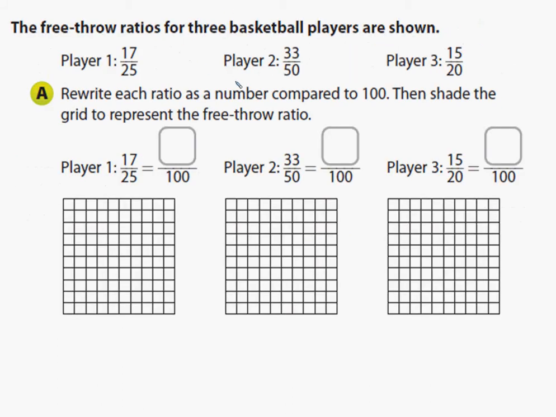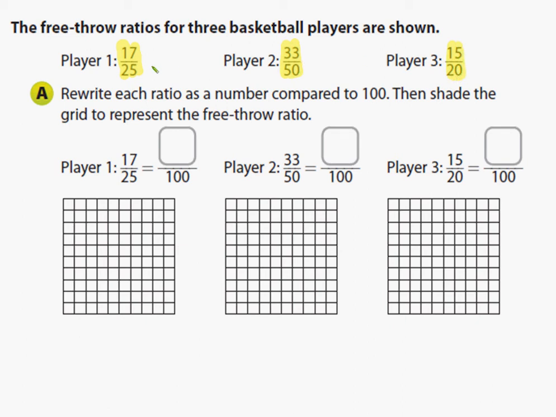So let's use an example where percentages would be useful. We have free throw ratios for 3 basketball players. Player 1 has a free throw ratio of 17 out of 25. That means he attempted to shoot a basketball 25 times and he only made 17 of those 25 times. The rest of them he missed. Player 2 got 33 out of 50 shots. Player 3 got 15 out of 20 shots.